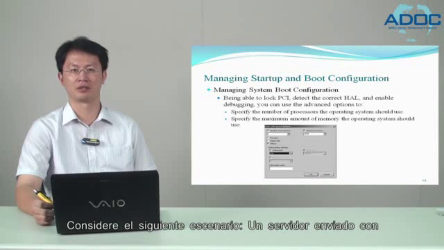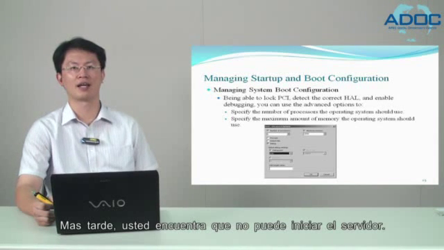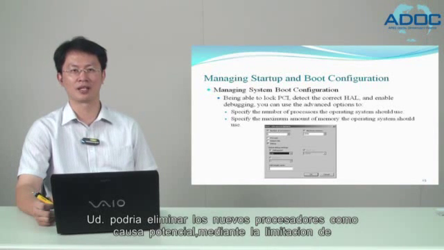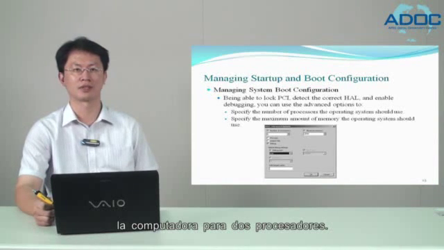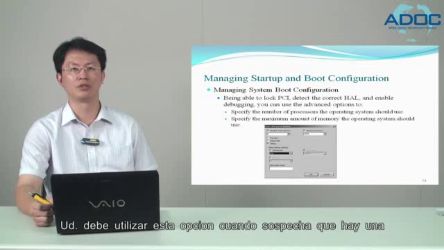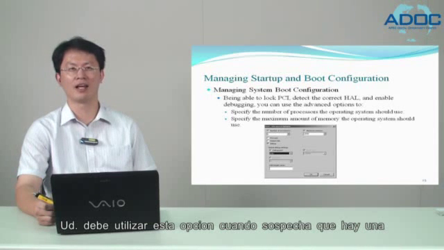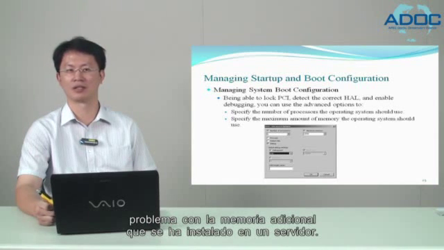Consider the following scenario: a server shipped with 2 processors, and you installed 2 additional processors. Later, you find that you cannot start the server. You could eliminate the new processors as the potential cause by limiting the computer to 2 processors. You can also specify the maximum amount of memory the operating system should use. You should use this option when you suspect there is a problem with additional memory you have installed in the server.